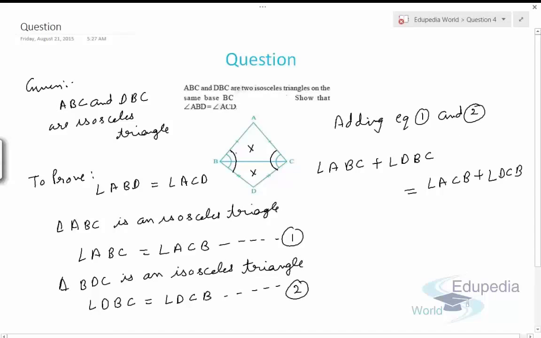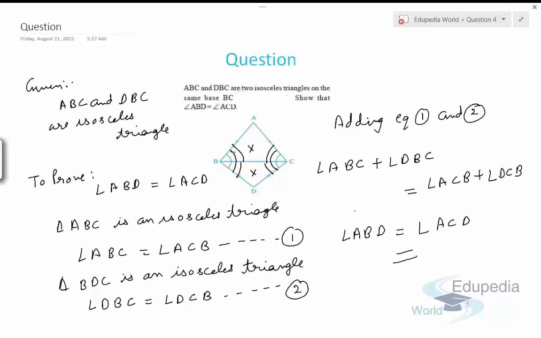So angle ABC, this angle, adding this angle, and this angle, adding this angle. So this becomes angle ABD equals angle ACD, which we needed to prove. So this is how we can prove these types of questions. The questions which seem very difficult to prove are actually easy to prove. So this is how you have to analyze, or see how we can prove the triangles.